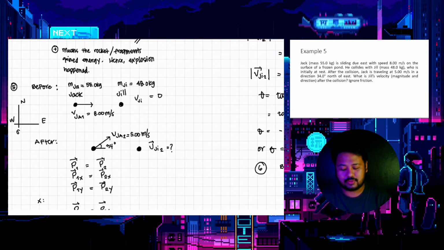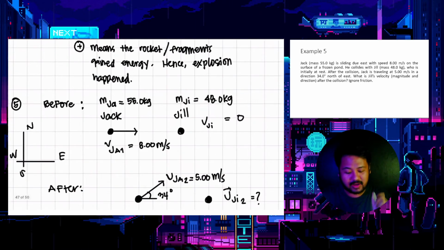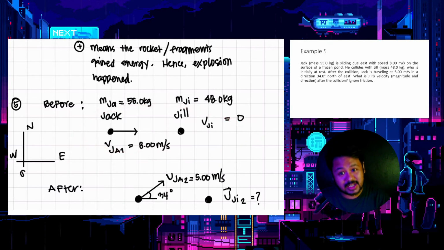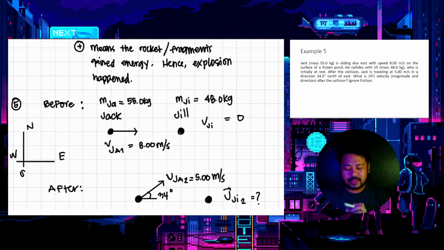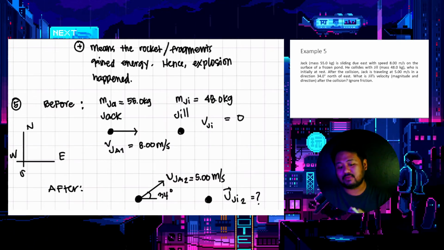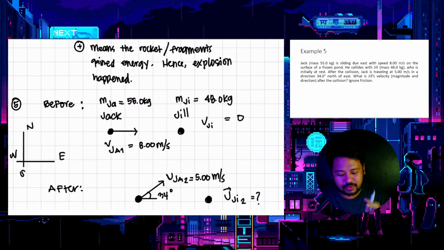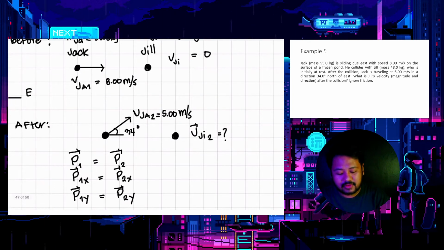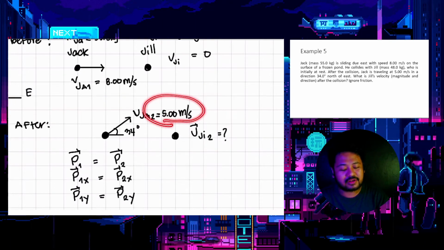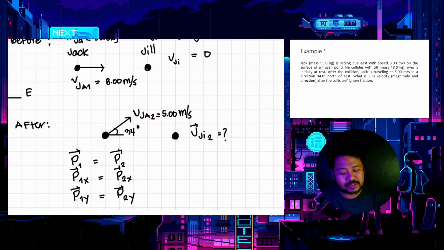So ignore friction. So initially, we have this illustration. You have Jack and Jill. Jack is only moving towards the east with a velocity of 8 meters per second. And I noted that east will be my positive x and going north is my positive y axis. So after collision, Jill is initially at rest. After collision, the speed of Jack became 5 meters per second in the direction of 34 degrees.